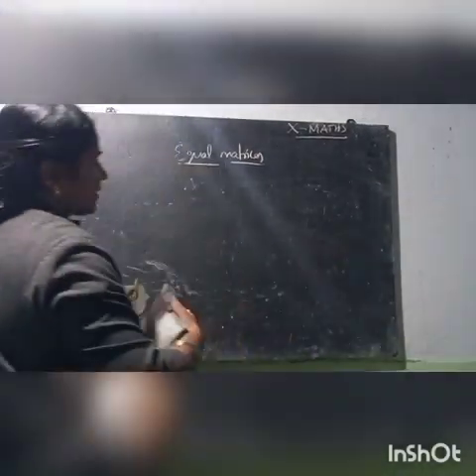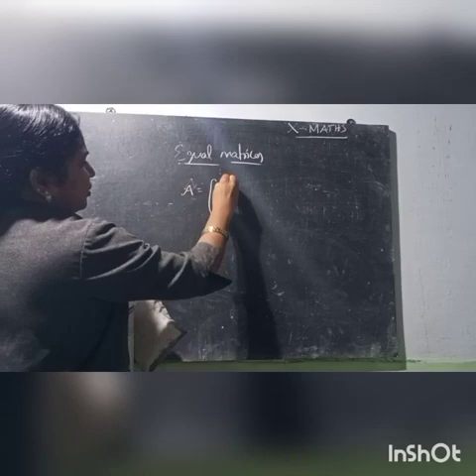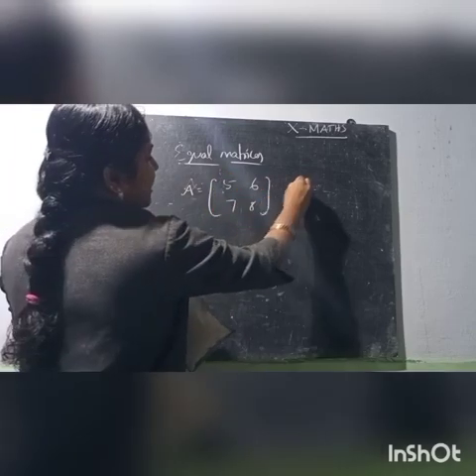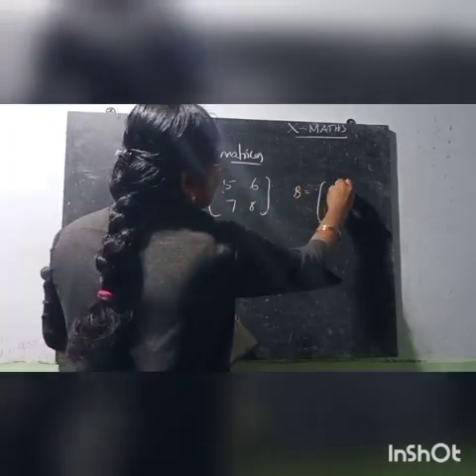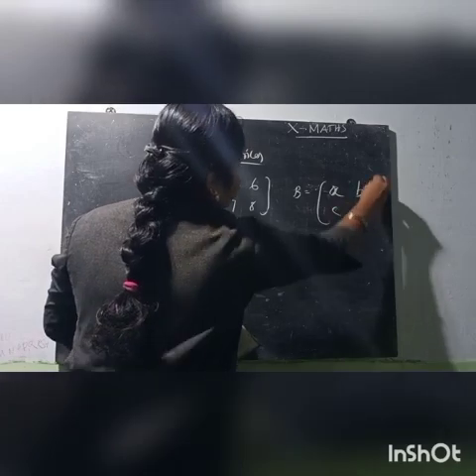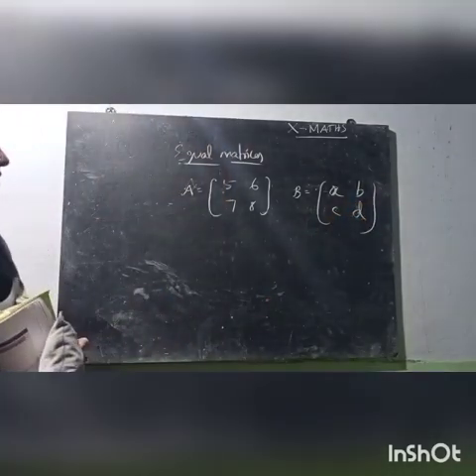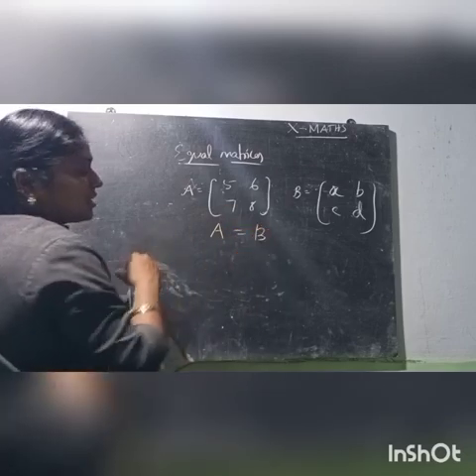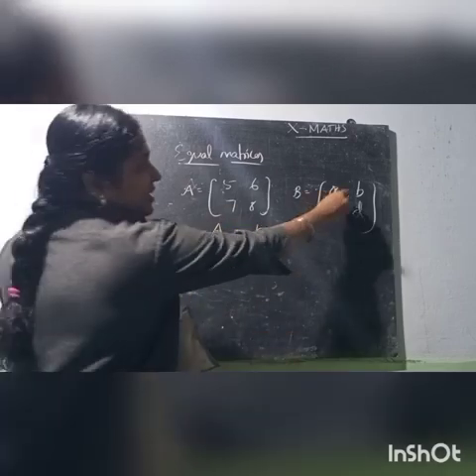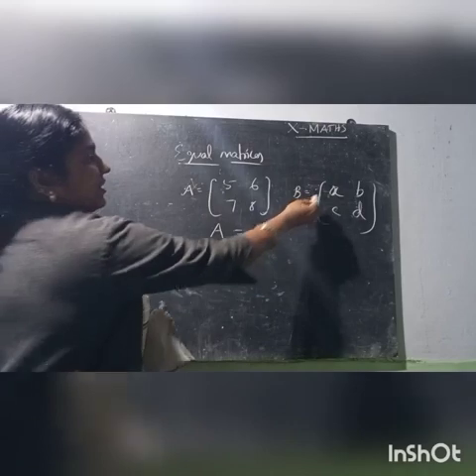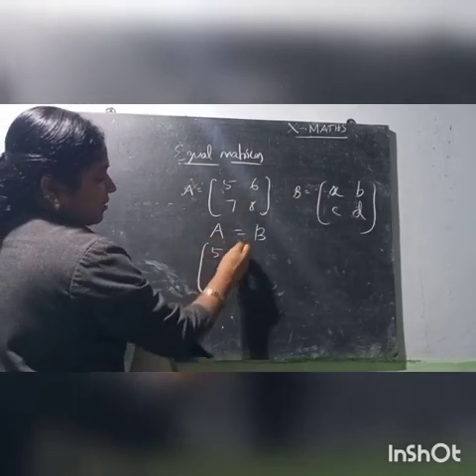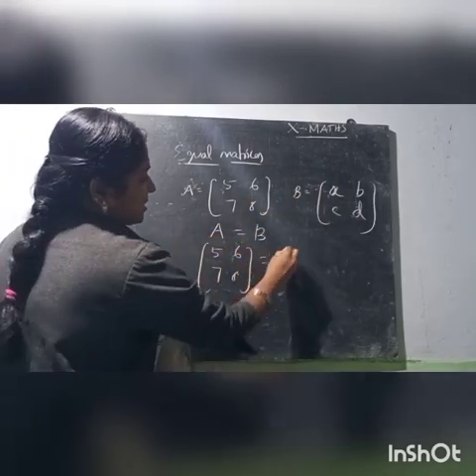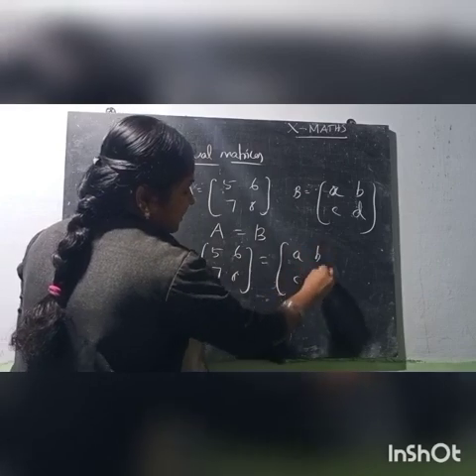Suppose they have given A equal to 5, 6, 7, 8 and B equal to a, b, c, d. In the question itself they have given that A and B are equal matrices. To find a, b, c, d values, we can equate both. So 5, 6, 7, 8 equal to a, b, c, d.